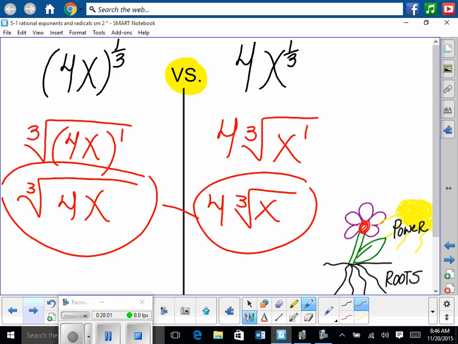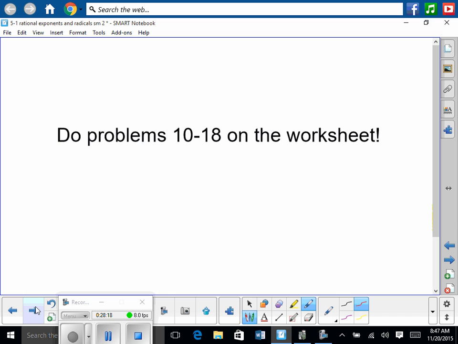Completely different, yeah. So squared is two-dimensional. Cubed is two-dimensional. No, it's not. No, it doesn't work like that with cube roots and square roots. No, it doesn't, unfortunately. Okay, do problems 10 through 18. Makes sense.